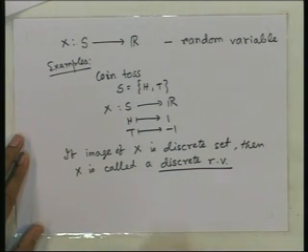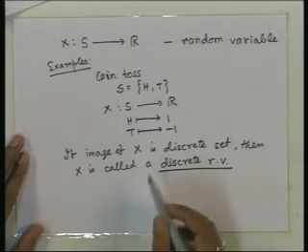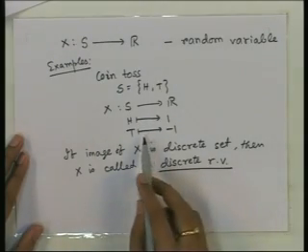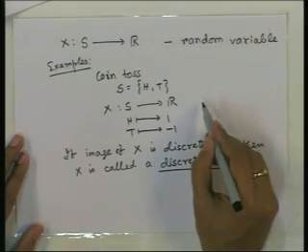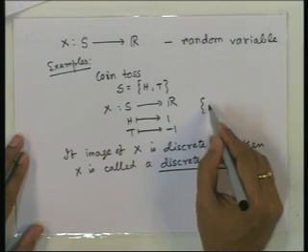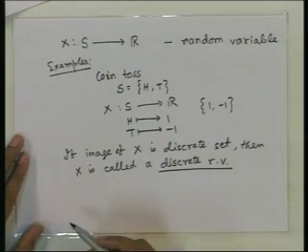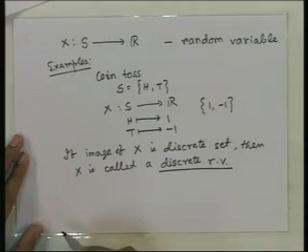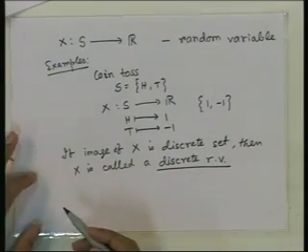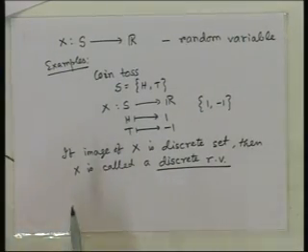So, x is called a discrete random variable. For example, in this case it is a discrete random variable, because the image of the mapping is 1 and minus 1. It has only 2 elements and this is a discrete set. On the other hand, if we take the voltage across a resistor, the noise voltage, that thermal noise that is generated at a resistor, it is continuous valued. That is also a random variable.